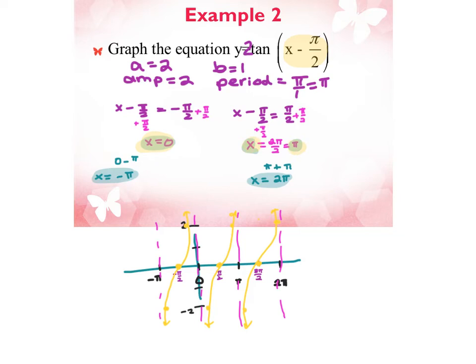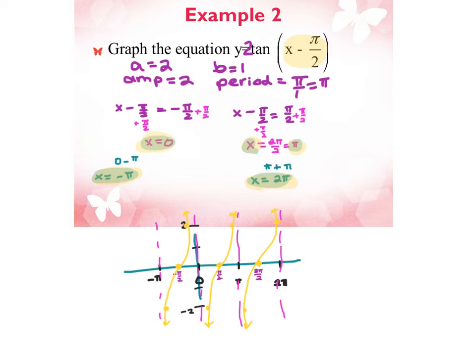Then from the one on the left, I am subtracting the period. So subtract pi from 0, and I get negative pi. And then adding the period to the one on the right, adding pi to pi, I get x equals 2 pi. Everybody good so far? Those are your asymptotes. So those are the pink lines on this.